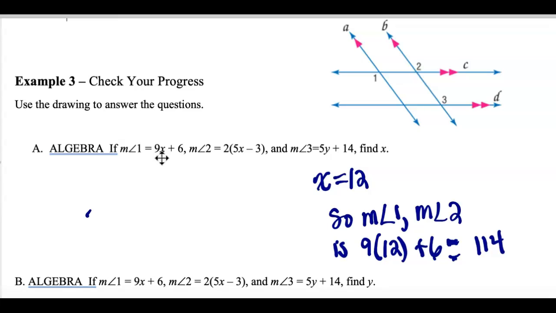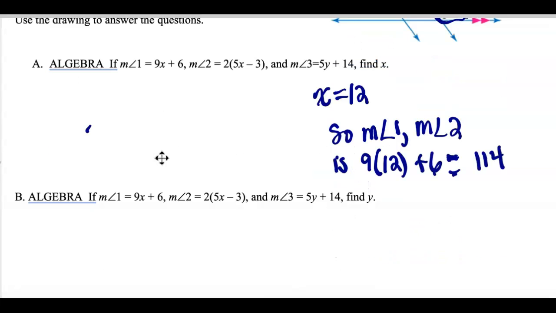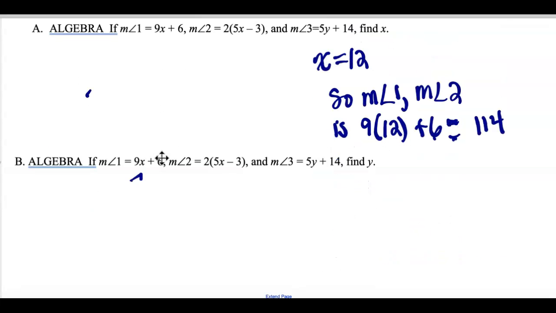Okay, so notice here that we found out that x is equal to 12, and now they're going to ask us to find the measure of angle 3. I went ahead and plugged 12 back in, and since the measure of angle 1 and the measure of angle 2 are equal, this angle right here is also 114. And we know that these are corresponding angles, so again, I could just shift them down and they are congruent.